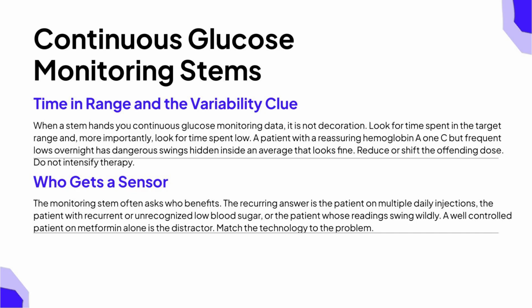The other flavor asks who benefits from a sensor. The recurring answers: the patient on multiple daily injections, the patient with recurrent or unrecognized lows, and the patient whose readings swing wildly day to day. The distractor is the well-controlled patient on metformin alone with steady readings. Match the technology to the actual problem.